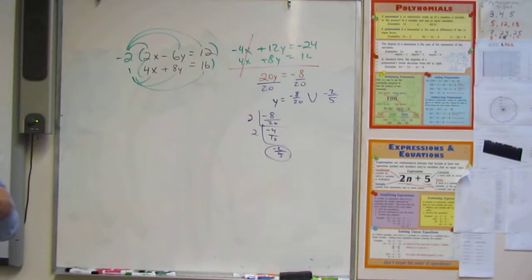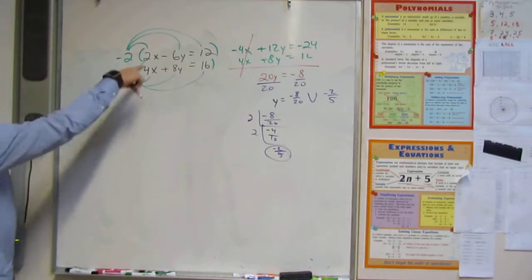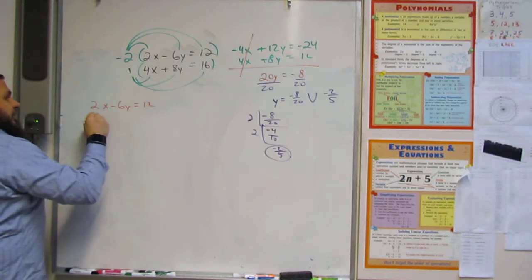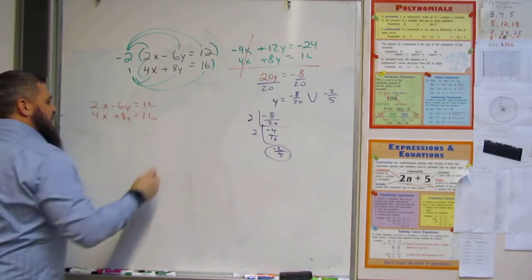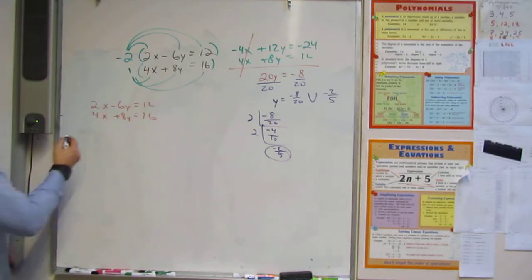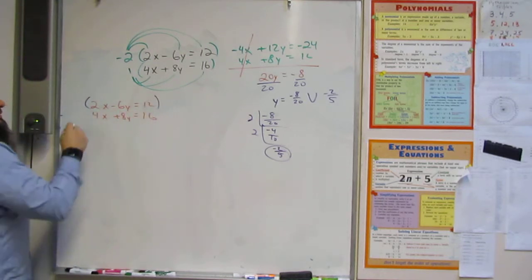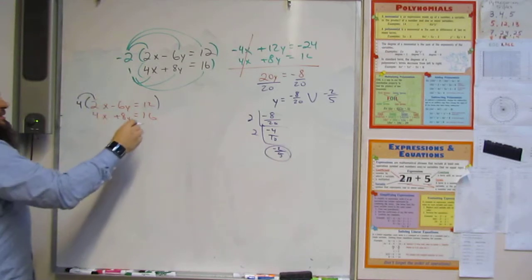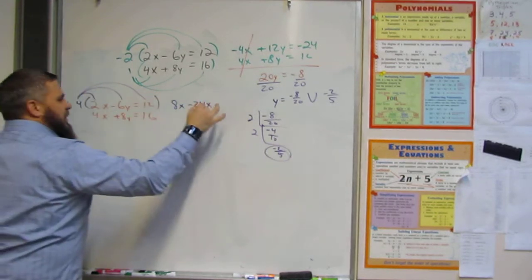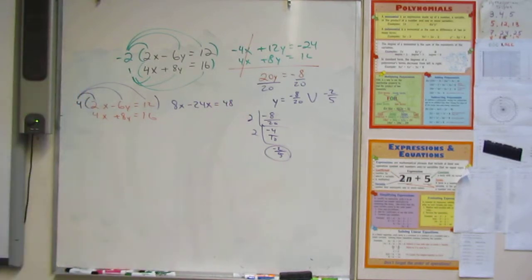Since a lot of us don't like dealing with fractions, we tend to want to change this all over again. So it's 2x minus 6y equals 12, and 4x plus 8y equals 16. And we've got to think of a number that 6 and 8 both go into. What is a number that 6 and 8 both go into? 24. Okay. So how do I turn 6 into 24? Times 4. So 4 times 2 is 8, 4 times 6 is 24, 4 times 12 is 48. And then how do I change 8 into 24?